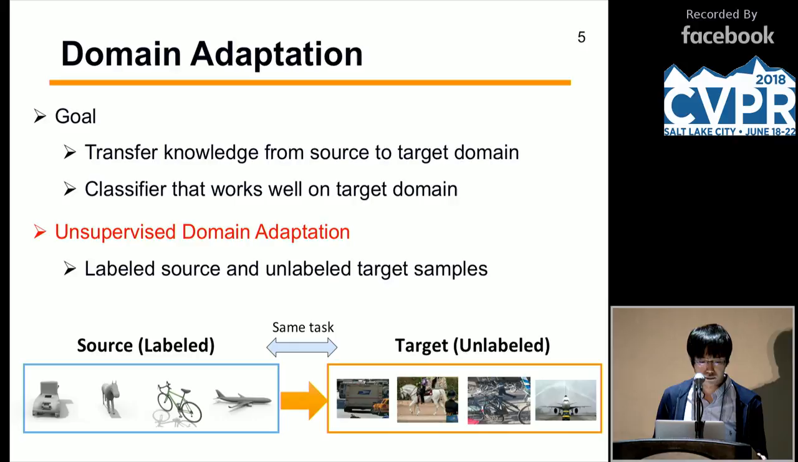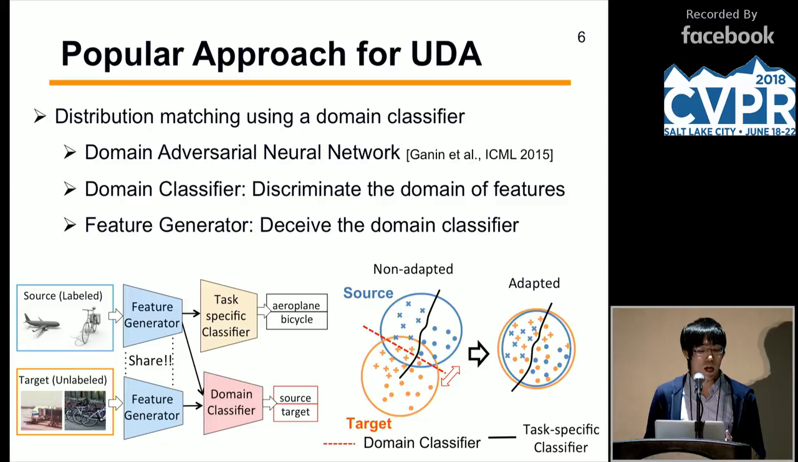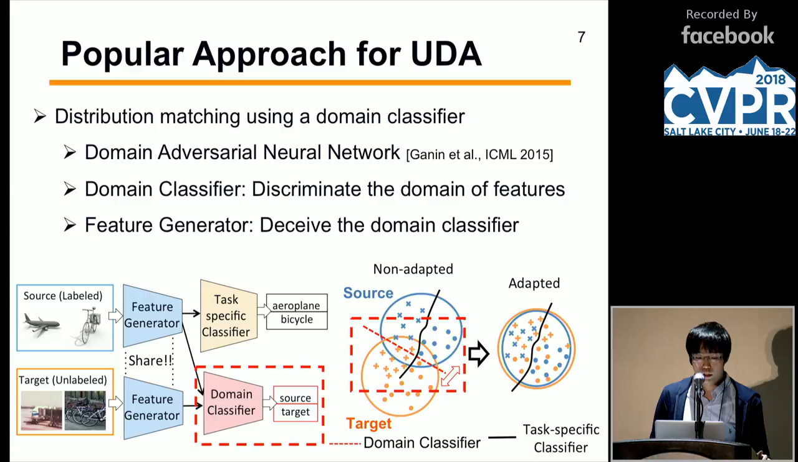Okay, I'd like to explain the popular approach for unsupervised domain adaptation. Distribution matching method using a domain classifier is a popular approach for unsupervised domain adaptation. The method assumes that the samples of the same class in different domains should have similar features, but they have different features because the domains are different. So they assume that they can train a feature extractor to reduce the domain difference in order to improve the classification accuracy. So in order to know the difference of domains, they train the domain classifier. The domain classifier is trained to discriminate the domain of features to measure the difference of domains.